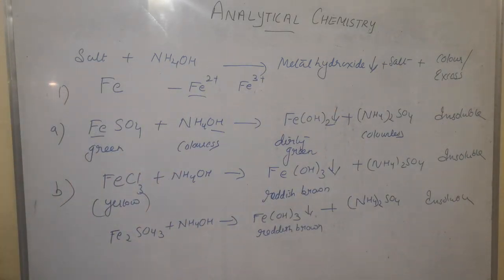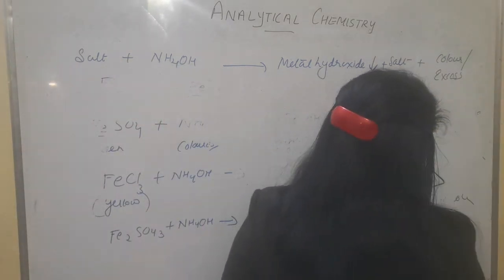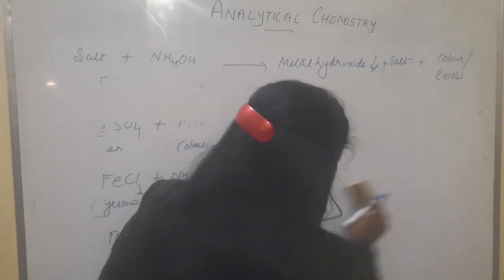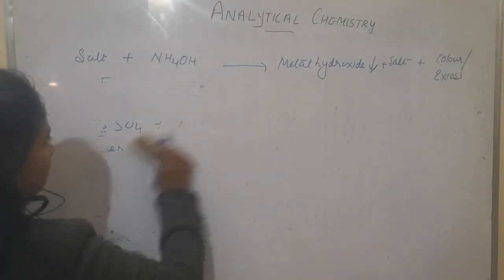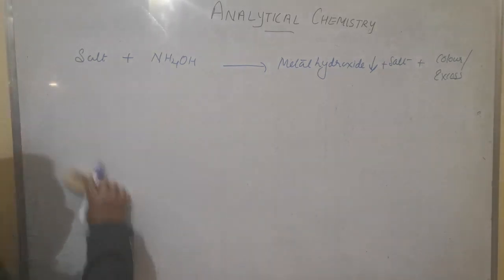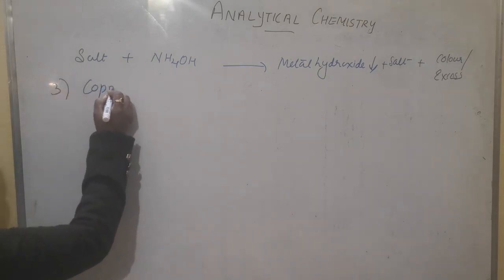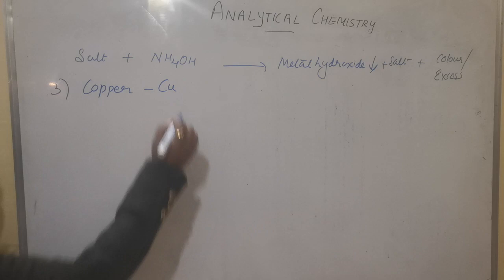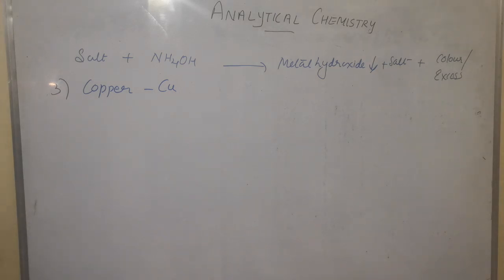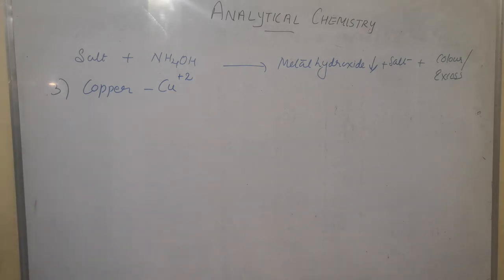Now the next salt we have to study is copper salt. So learn this in sequence. It would help you to memorize it. First we took calcium, then iron. Now we'll take the third one, copper. Its symbol is Cu and its valency is +2. That means it could donate 2 electrons to complete the octet and become stable.